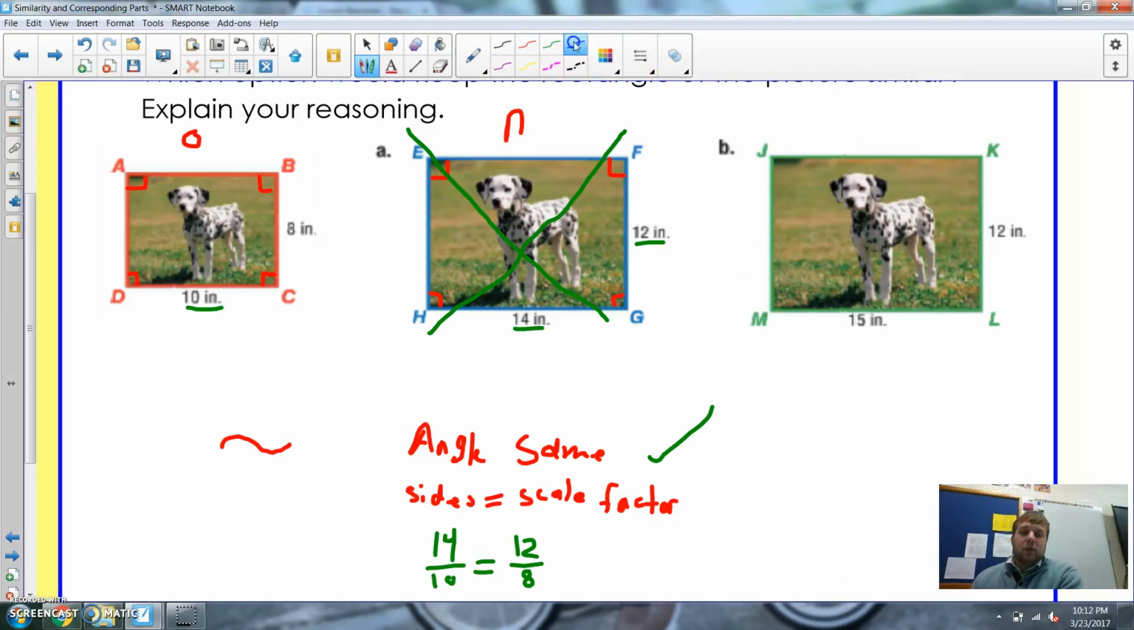We're going to call this one new. Would you agree all the angles are the same as my original? They're all right angles.